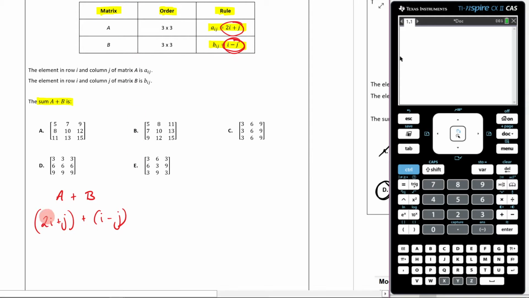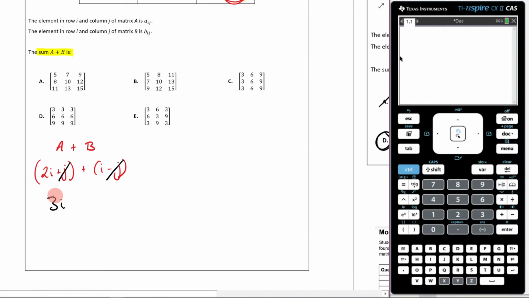Well, I've got 2i plus i is 3i. And I've got j minus j. Well, would you agree that these two things will just go away? So what that means is I'm just left with 3i, meaning A plus B is equal to 3i. So in other words, all I need to do is multiply the row number by 3.